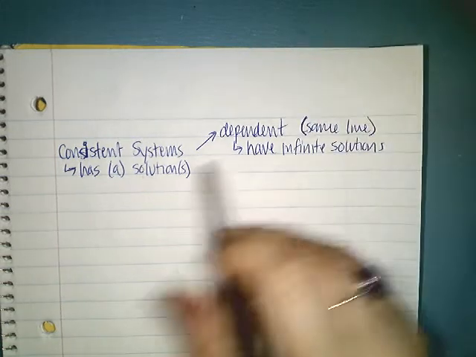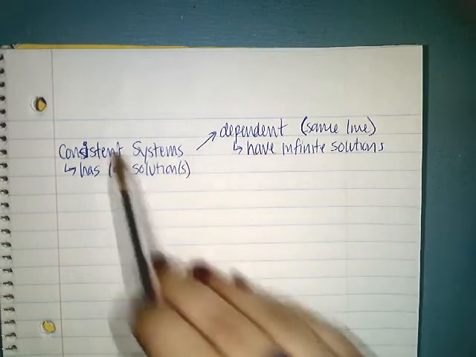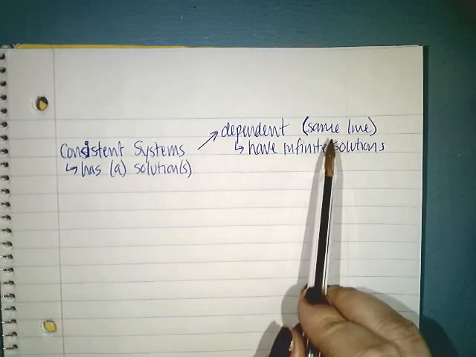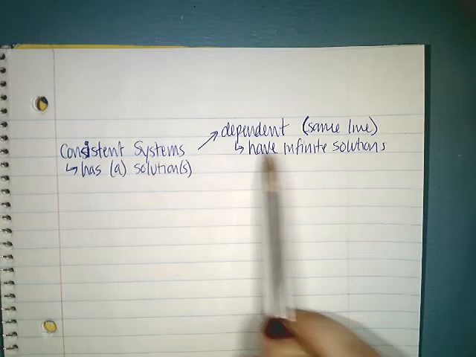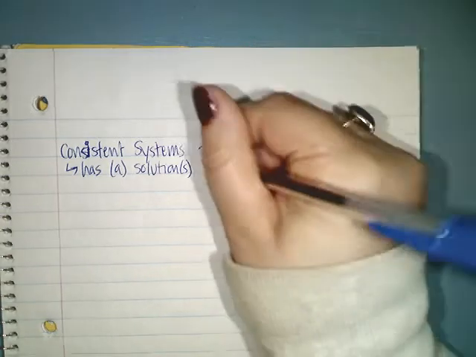So if you have a consistent dependent system, what that means is that you have a system that is just the same line. It's two of the exact same line on top of one another. So there are infinite solutions. Like every single x and y makes both equations true. So that would be a dependent system.